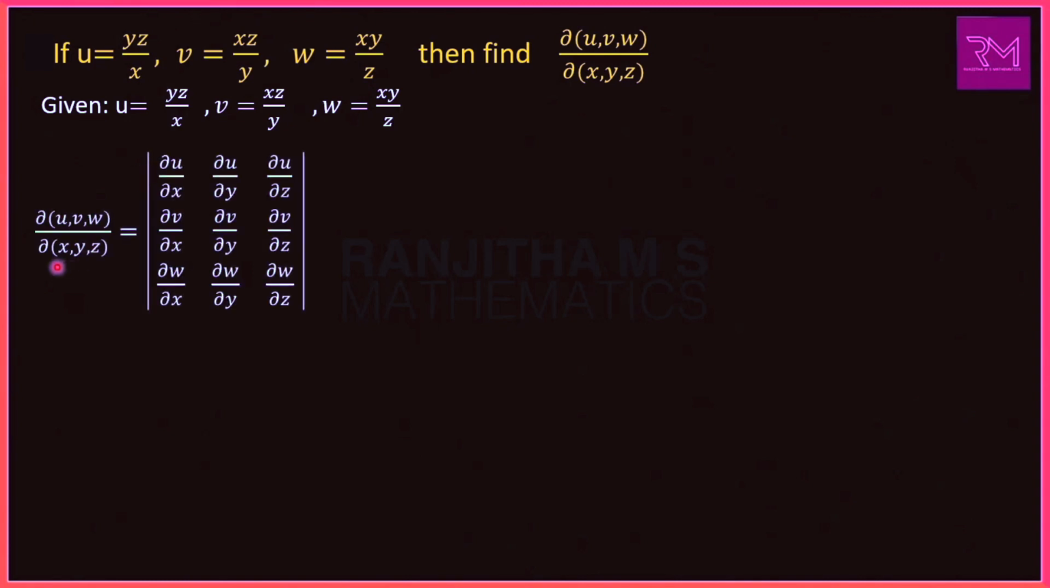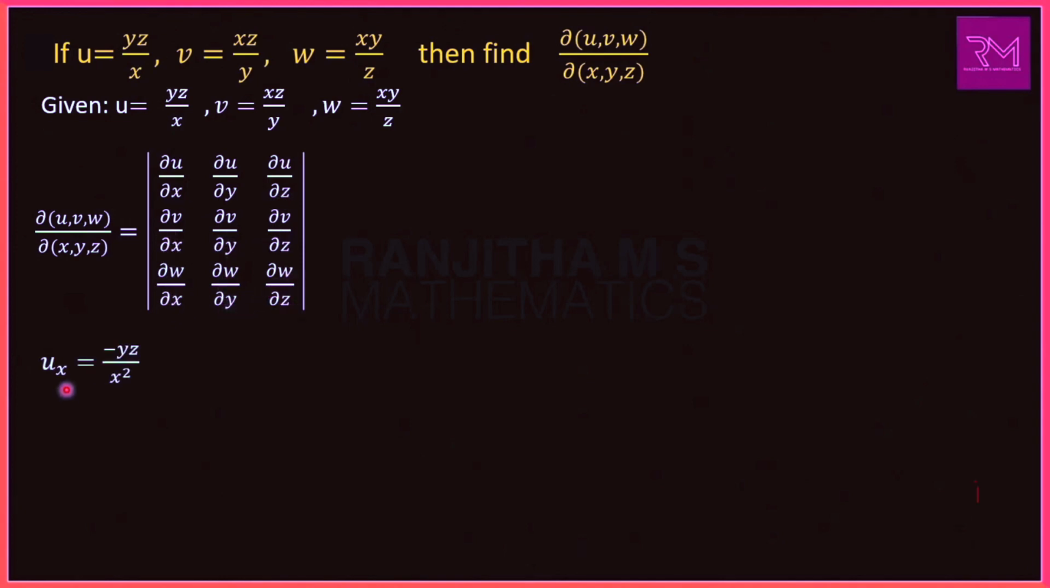We know that the formula of the Jacobian for the functions u, v, w with respect to the variables x, y, z is given by the determinant of ∂u/∂x, ∂u/∂y, ∂u/∂z, ∂v/∂x, ∂v/∂y, ∂v/∂z, ∂w/∂x, ∂w/∂y, and ∂w/∂z.